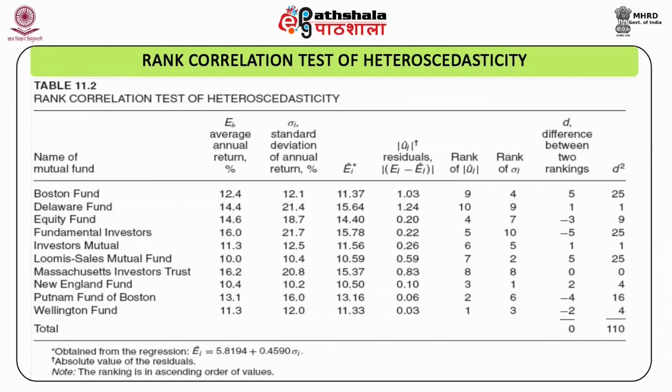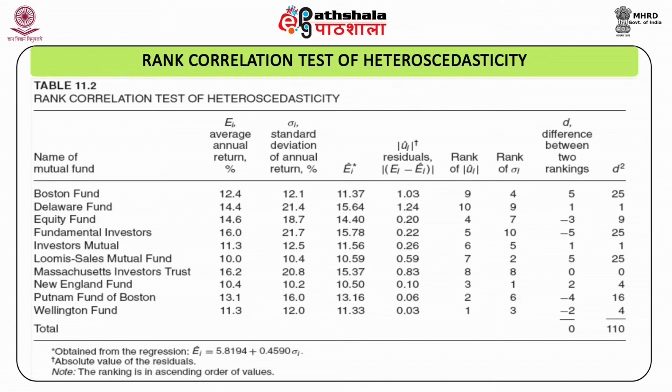To test this hypothesis, we apply the rank correlation test. After doing some calculation and using the formula 1, we get rs is equal to 1 minus 6 times 110 divided by 10 times 100 minus 1. This will be equal to 0.3333.